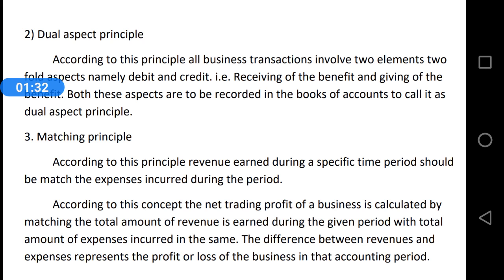For example, matching the cost of goods sold with the sale of goods, and matching of wages paid to laborers or workers during the financial year with the revenue of that financial period. So in simple terms, according to matching principle, the revenue earned during the year should be matched with the expenses incurred during the same period.